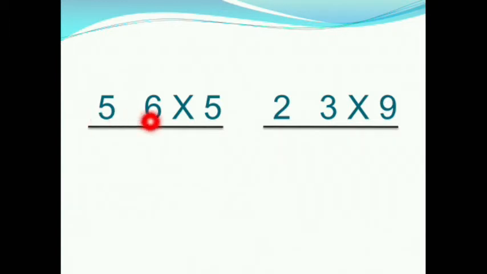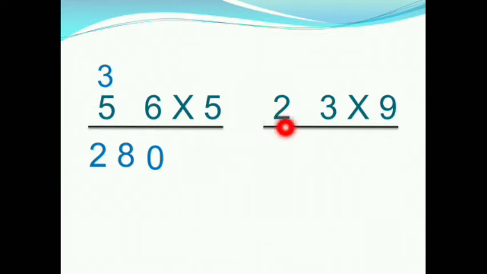Children, now we should find the product of 56 into 5. First, we should multiply 5 and 6. 5 6s are how much? Yes, 5 6s are 30. Write 0 in units place and carry 3 to tens place. Next, we should multiply 5 and 5. 5 5s are how much? Yes, 5 5s are 25. 25 plus 3 is equal to 28. Therefore, the product of 56 into 5 is equal to 280.